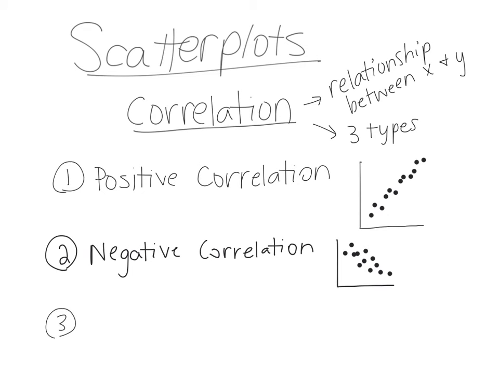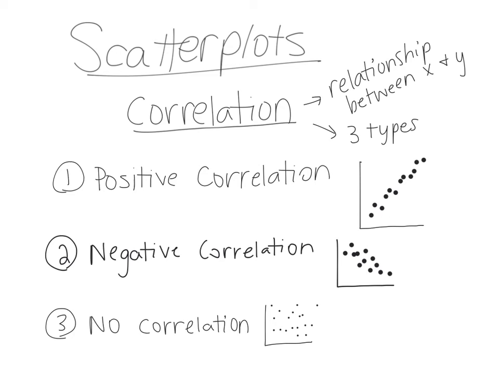And then the third is going to be no correlation. So in other words, all those points on our graph, they don't all mostly go up. They don't all mostly go down. It looks like somebody got a paintbrush and just splattered it everywhere on the graph.